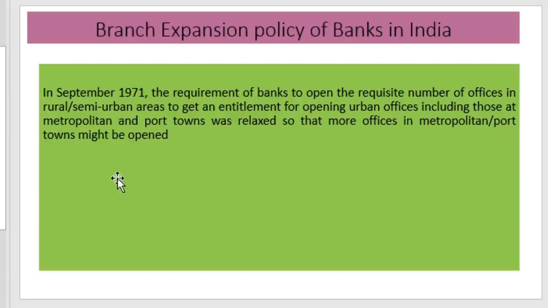Then in 1971, the requirement for a bank to open the requisite number of offices in rural or semi-urban areas to get an entitlement for opening an urban office, including those at metropolitan and port towns, was relaxed so that more offices in metropolitan and port towns might be opened. In 1971, there was a relaxation with respect to the criteria of 1:2, and this resulted in an enormous increase in the number of branches.